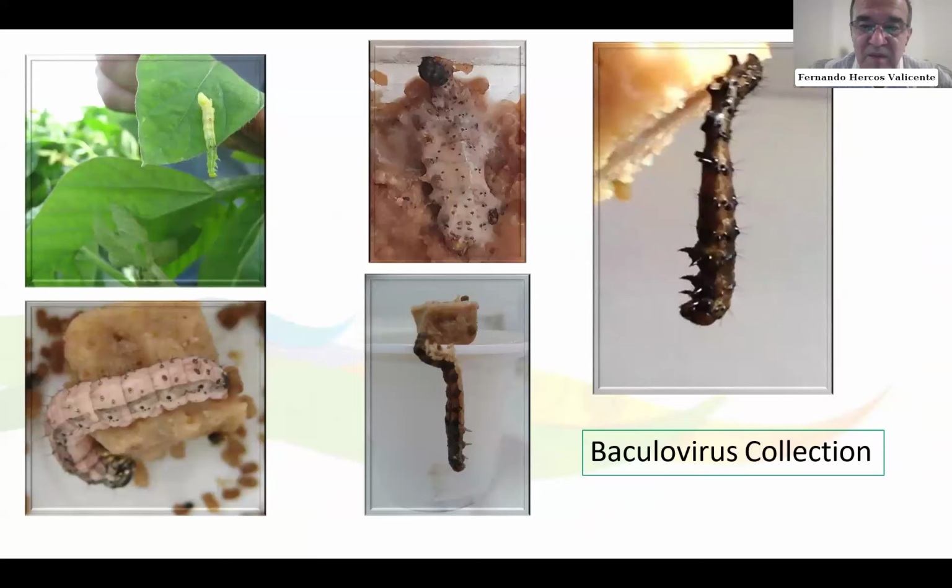We have a baculovirus collection, the first one for soybean looper. We have many isolates for fall armyworm, the pink one and the one in the middle. And we also have isolates for Helicoverpa armigera and Helicoverpa zea, the last two hanging on the artificial diet. This baculovirus collection, we get from the field. And we study and sequence most of them, like the DNA. Next, please.